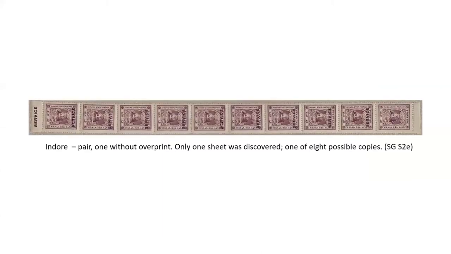Here we have a very interesting error. On just one sheet, the overprinting shifted to the top, creating the bottom stamp without an overprint. So there's only 1 of 8 possible. How many have survived? I'm not quite sure. I have seen 3 examples so far in 35 years. Hopefully the other 5 have survived as well.